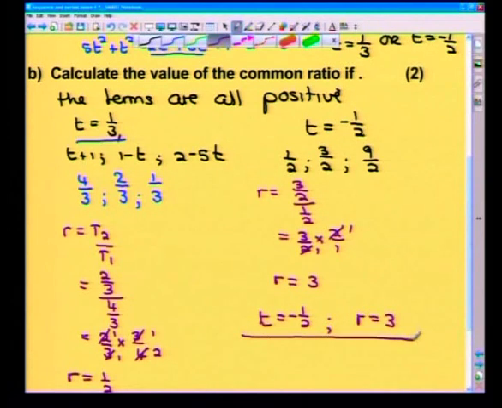And as we've seen, both of these make sure that our sequence has all positive terms. So it was almost like a trick in this question, because they were anticipating you saying, okay, well, if t is minus a half, then the terms are not going to be positive. But it so turns out that they are. Lovely little question, gets you to think a little bit.